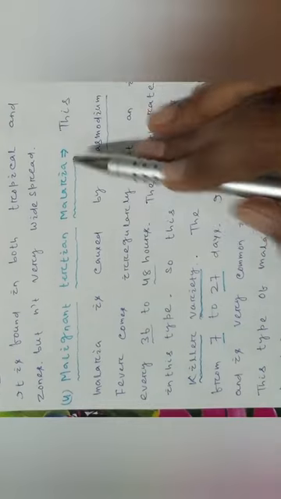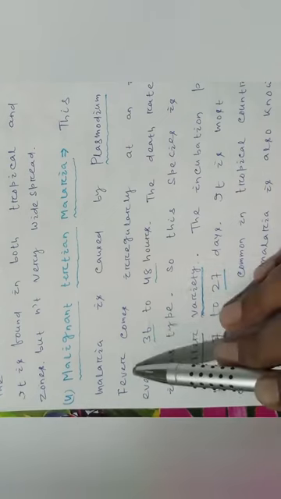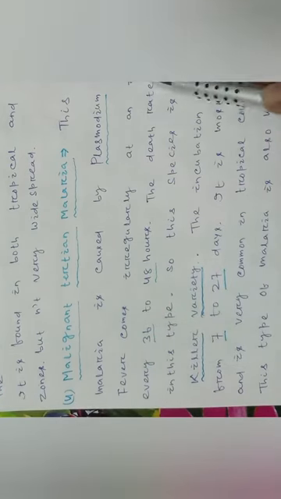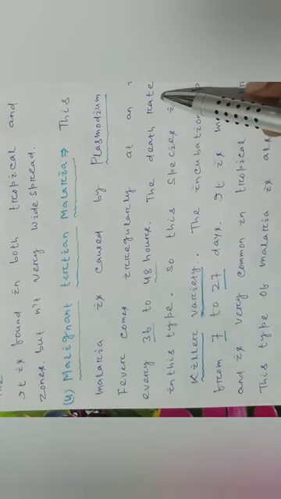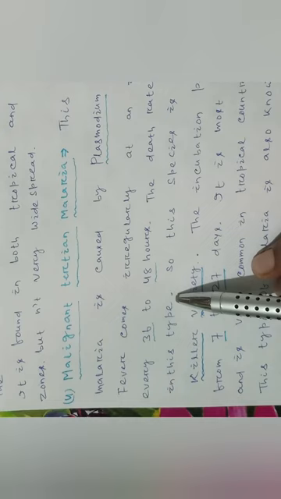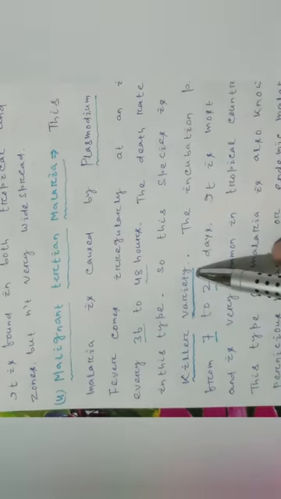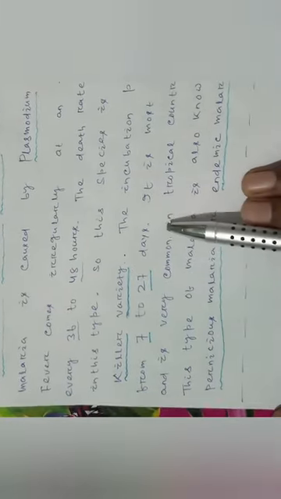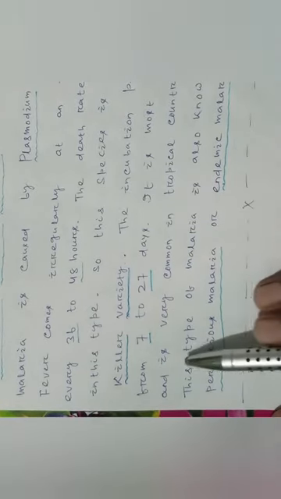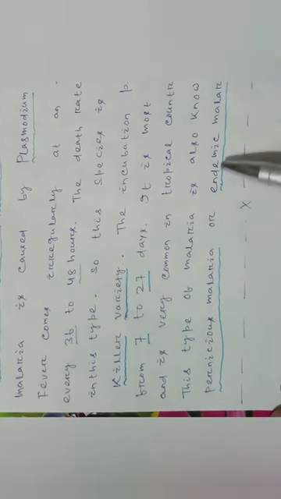Then malignant tertian malaria. This type of malaria is caused by Plasmodium falciparum. Fever comes irregularly at an interval of every 36 to 48 hours. The death rate is high in this type, so this species is known as the killer variety. The incubation period varies from 7 to 27 days. It is the most dangerous type and is very common in tropical countries. This type of malaria is also known as pernicious malaria or endemic malaria.